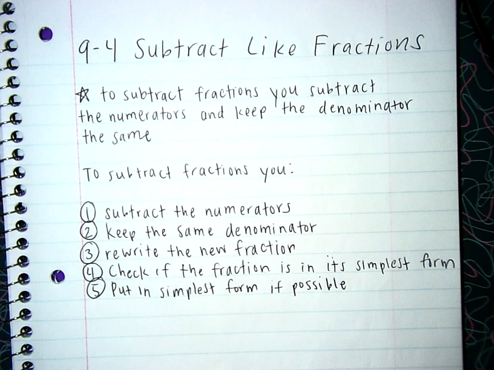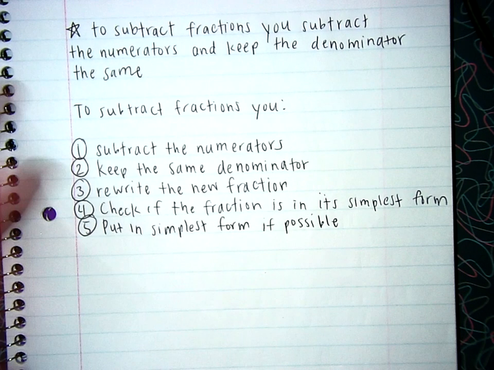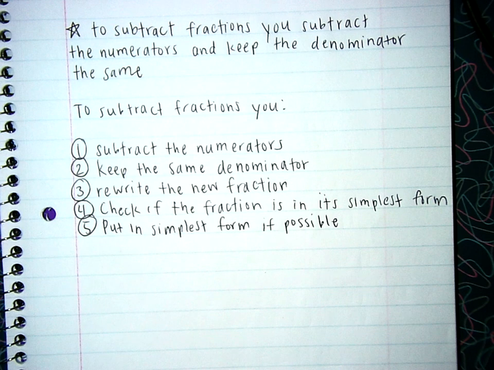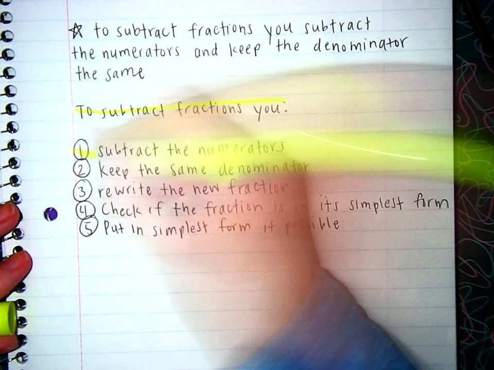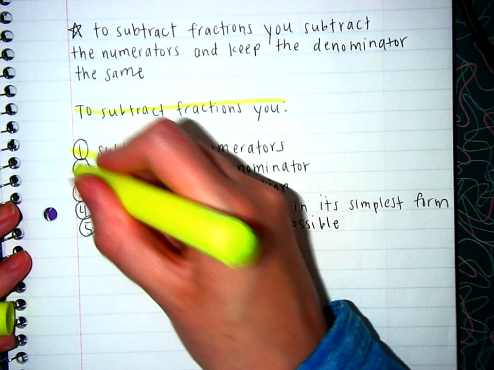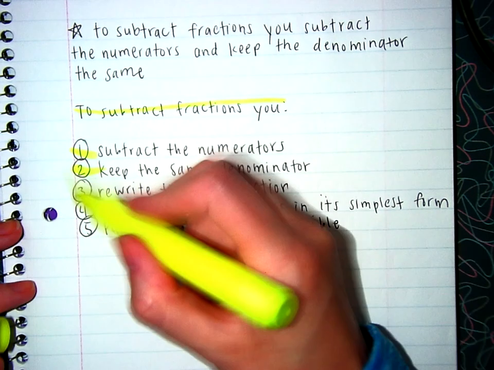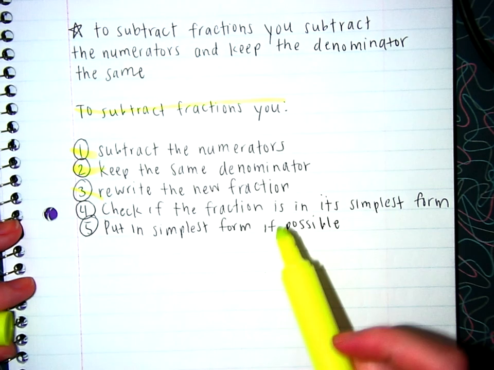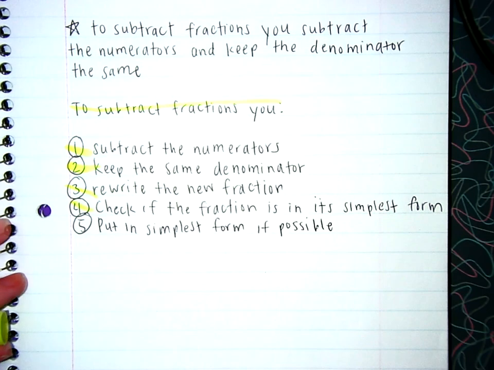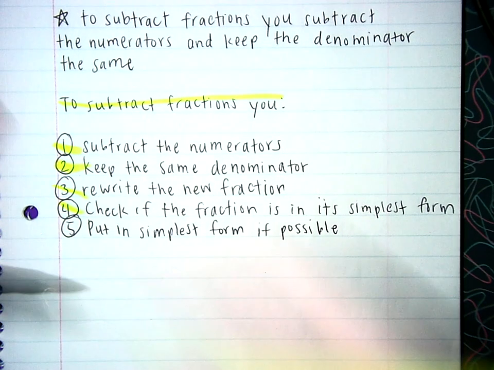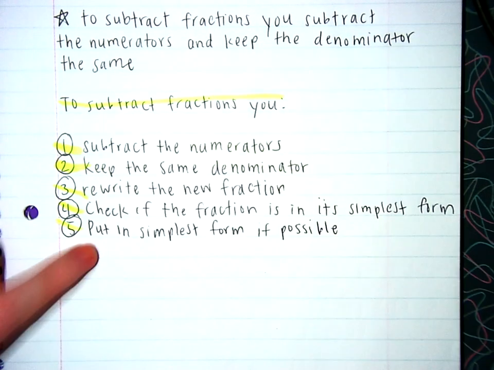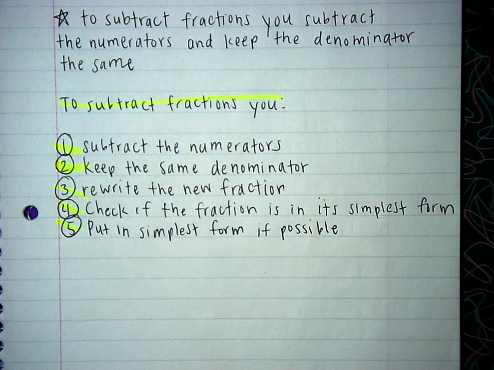So let's go ahead and look at our first example for today. I'm going to highlight the 5 steps. So to subtract fractions, you must 1, subtract numerators. 2, keep the same denominator. 3, rewrite the new fraction. 4, check to see if the fraction is in its simplest form. Then, if it's not, go ahead and put it in its simplest form, if possible.